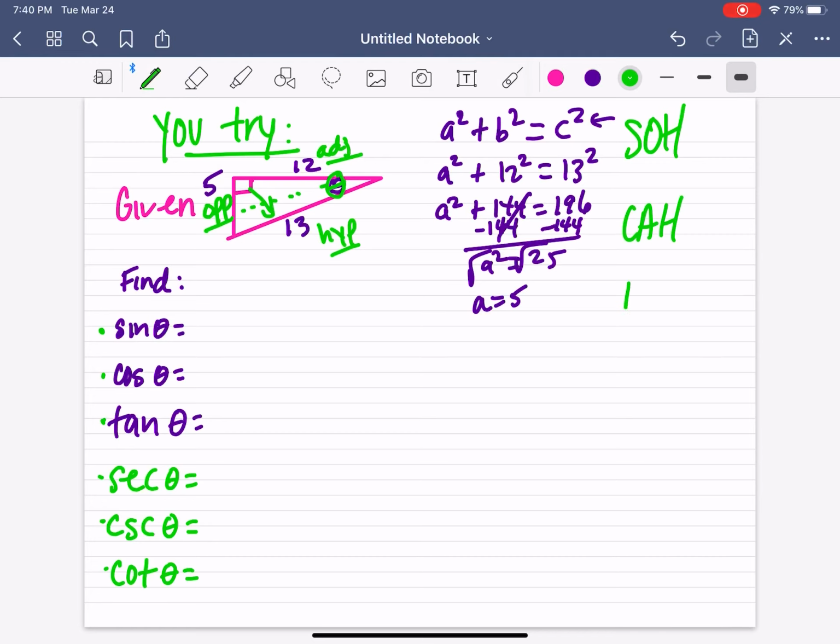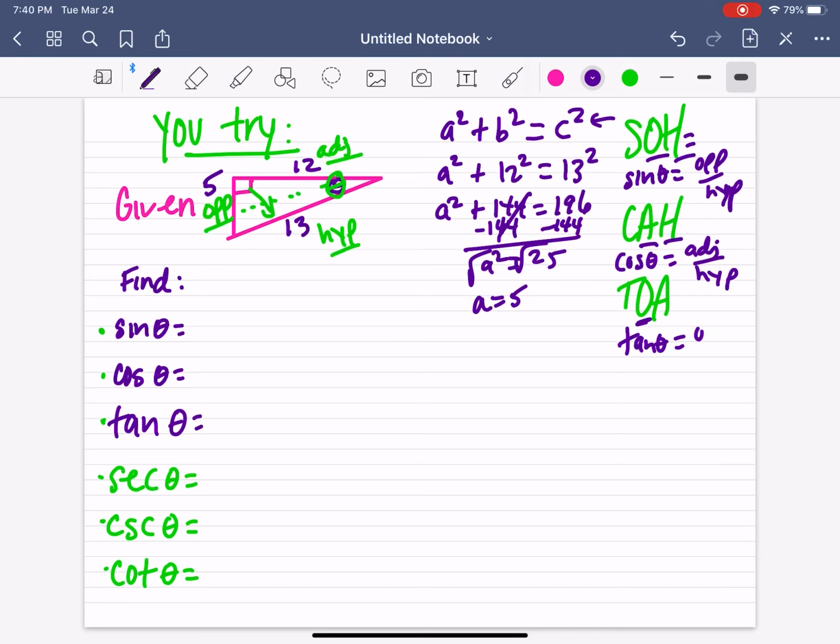SOH CAH TOA. And again, SOH represents sine of theta, and sine is the opposite over the hypotenuse. The CAH represents cosine of theta, and that's the adjacent over the hypotenuse. And the last one, TOA, that represents tangent of theta, which is the opposite over the adjacent. So now that we have our SOHCAHTOA and our triangle labeled, let's do our ratios.